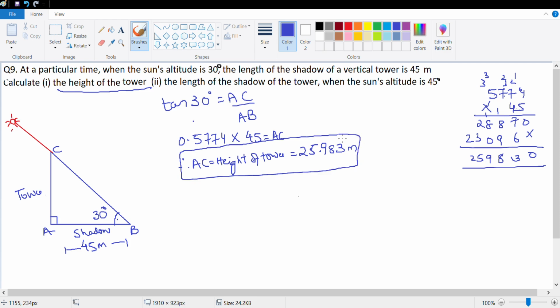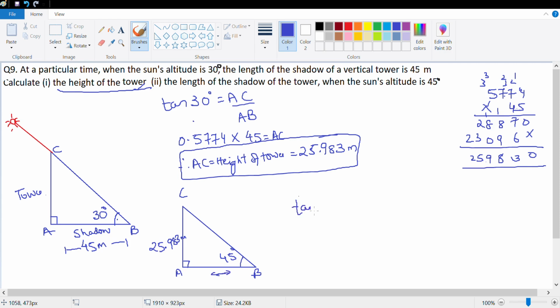Perfect. This part done. Let's look at the second part. The length of the shadow of the tower when the sun's altitude is 45 degree. So now we have a second part to this question, which says we need to find the length of the shadow of the tower when tan 45 is given. Now again A, B, and C. This time we've already calculated the height of the tower, which is 25.983 meter, and this is 45 degree. This time we need to calculate AB.